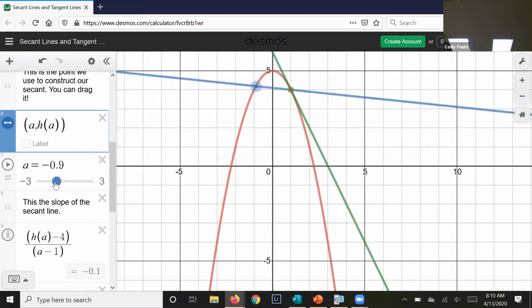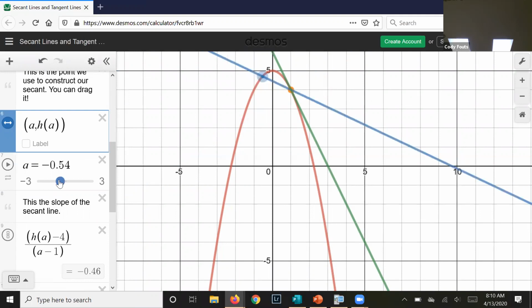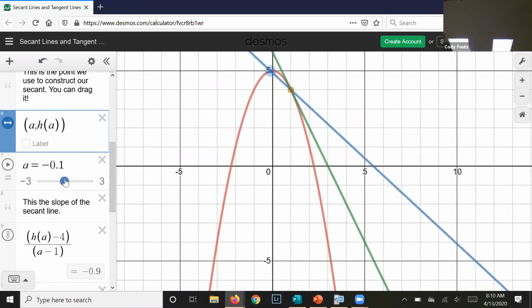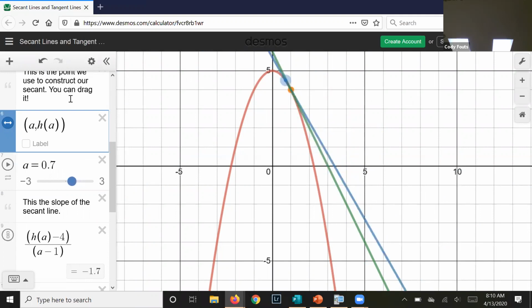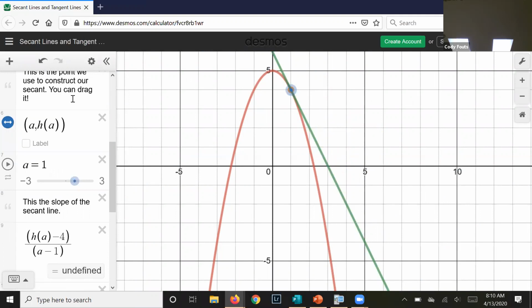Okay, so as I slide that point forward, notice that as the blue point gets closer and closer, the secant line is becoming closer and closer to a tangent line, until they're right on top of one another, and then it is a tangent line. And so that is the relationship we see: if we have a secant line, we move those two points closer and closer together, and we get a tangent line.